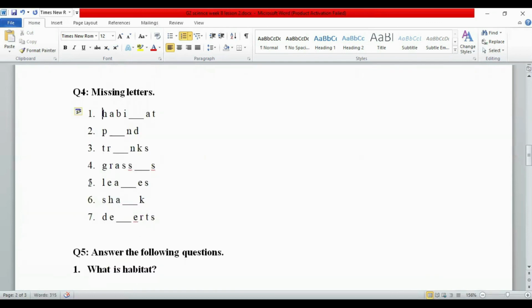Number 4 is missing letters. First word is HABI-AT. Number 2, P-N-D. Number 3, T-R-N-K-S. Number 4, G-R-A-S-S. Number 5, L-E-A-E-S. Number 6, S-H-A-K. Number 7th, D-E-E-R-T-S.